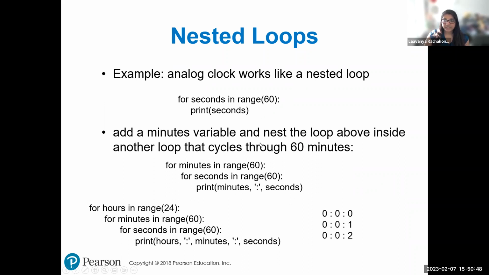Add a minute variable and nest the loop above inside that loop. So you have for minutes in range 60, for seconds in range 60, print minutes, seconds. So remember, the inner loop will be executed first. After the inner loop has executed all of its iterations, then the outer loop will execute once.